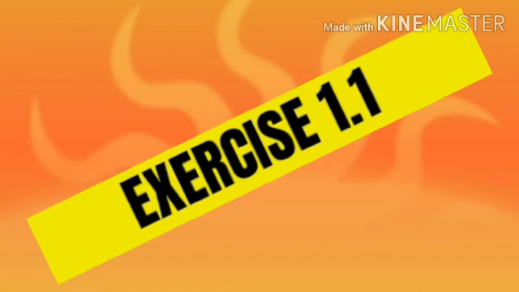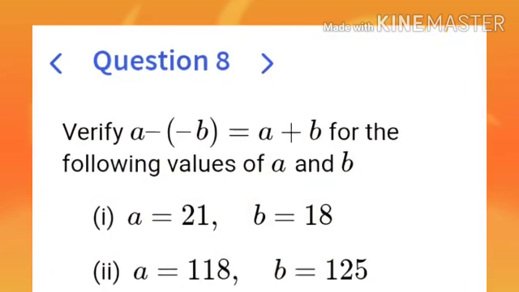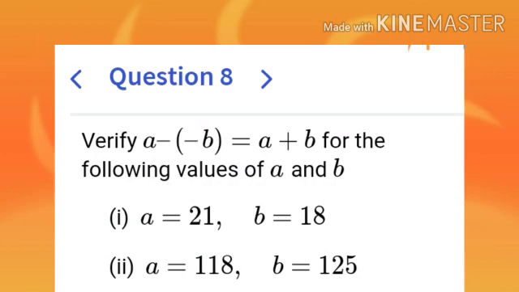In this session, we are going to solve a few more problems from exercise 1.1. Let's come. Here is the 8th question. Verify a minus of minus b equal to a plus b for the following values of a and b. I repeat, in this question we have to verify that a minus of minus b equals a plus b for the given pairs of values a and b.